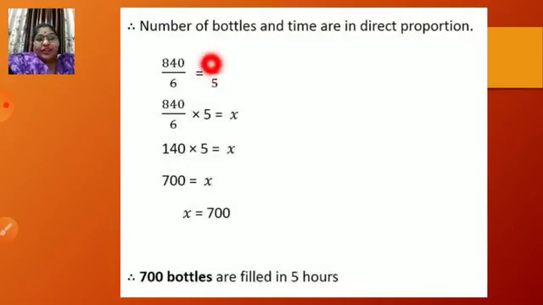Now x already in the numerator, no need to transpose it to anywhere. Along with x, there is in denominator 5, which we will transpose it to the left hand side. We will get the value of x. So x is equal to 840 upon 6 multiplied by 5. Division, in division it was 5. When we transpose it, it becomes in a multiplication. So here multiplied by 5. So 840 upon 6 is 140. 140 into 5 is 700. So x is equal to 700.